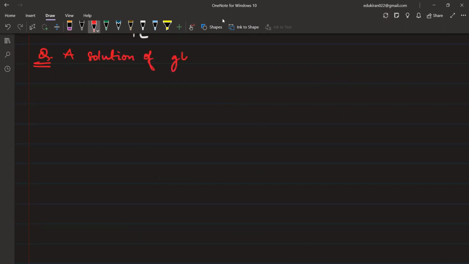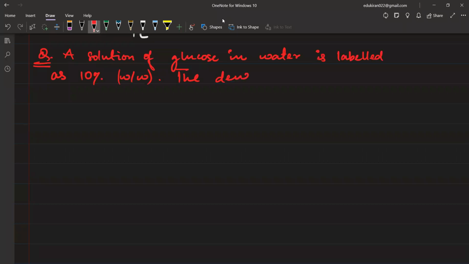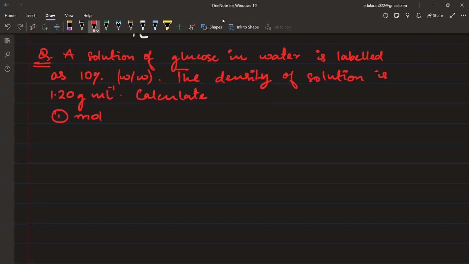A solution of glucose in water is labeled as 10% W by W. That means 10% by weight. The density of solution is 1.20 grams per ml. Calculate molarity and molality.